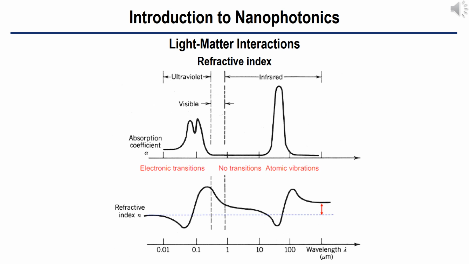For the short wavelength region, the strong absorption is due to the electronic transition, which requires higher energy, typically corresponding to the ultraviolet range. For the long wavelength region, the strong absorption is due to the atomic vibrations, which requires smaller energy, typically corresponding to the mid-infrared or terahertz range.